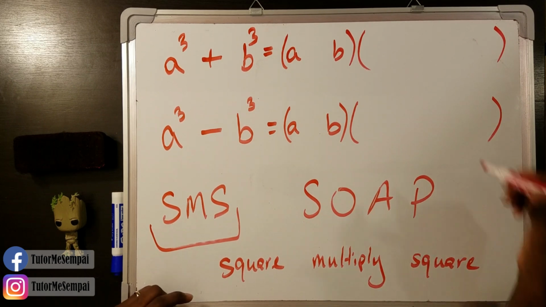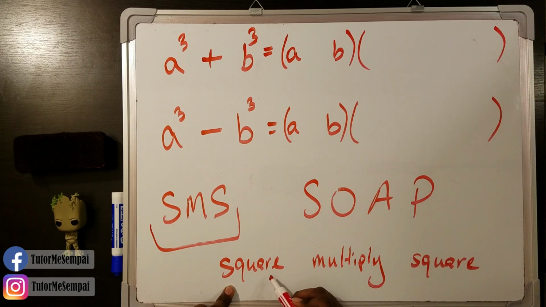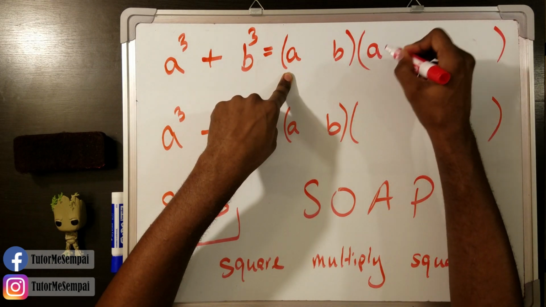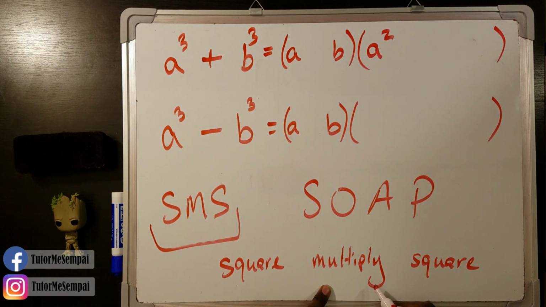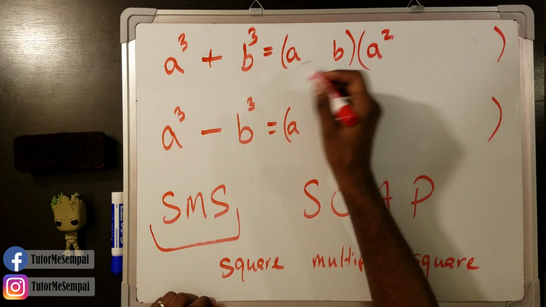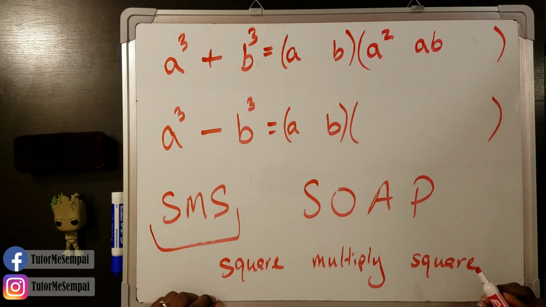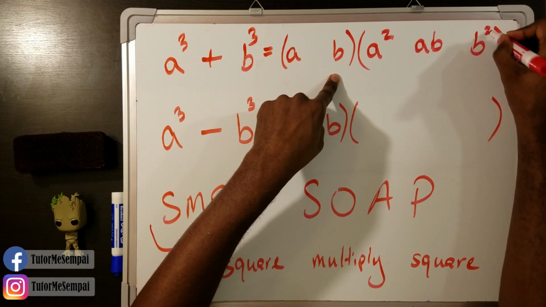And this tells you how you're going to fill in this second set of parentheses. So we're going to square the first cube root, so we're going to get an a squared. Then we're going to multiply these two cube roots together, so you're going to get an a times b. Then we're going to square the last cube root, so you're going to get a b squared.